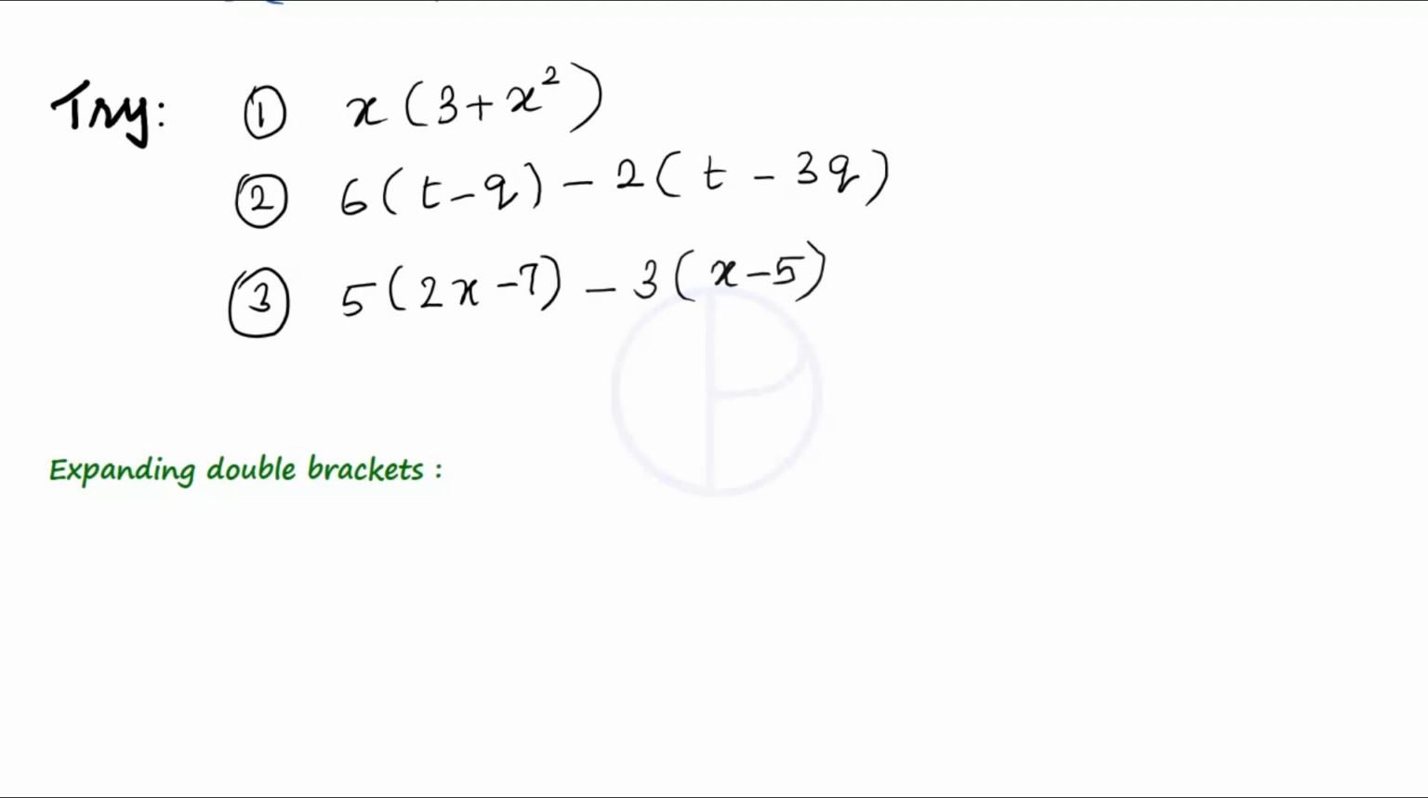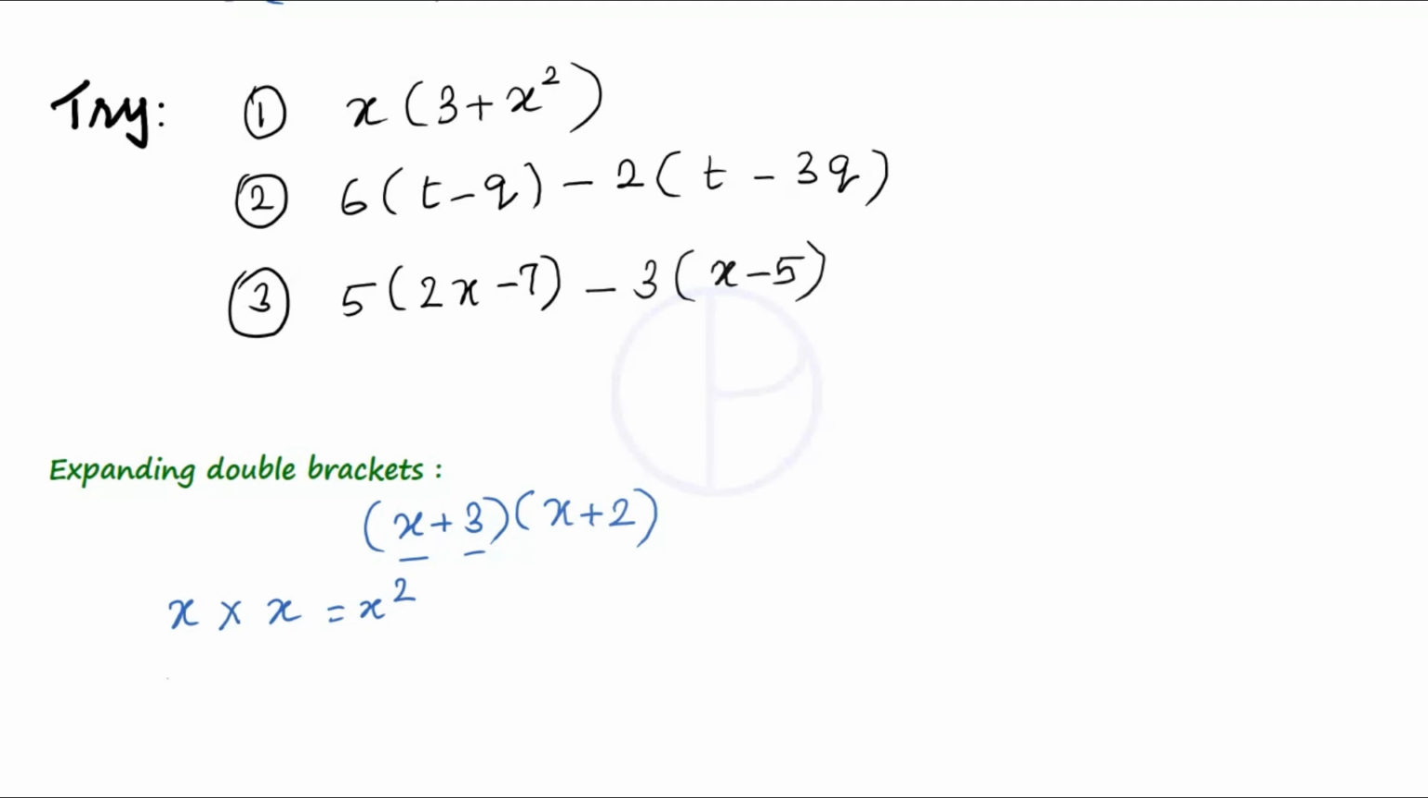Next, expanding double brackets. Double brackets look like this. This means you are multiplying two binomials. Binomial means each bracket has two terms. Multiply each term in the first bracket with every term in the second bracket. You multiply like this: x multiplied by x is equal to x squared.